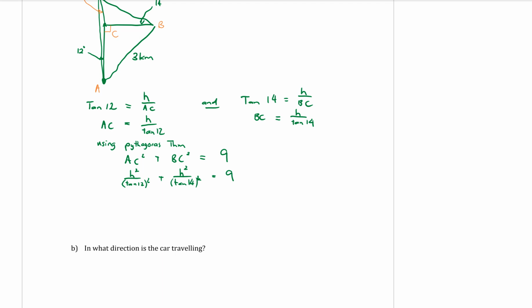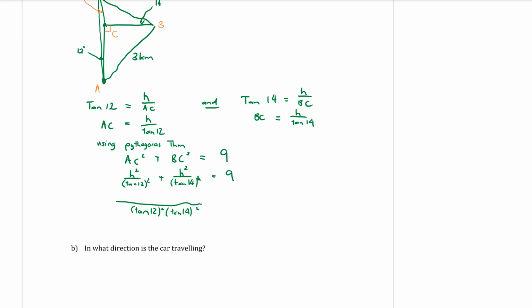Okay, the goal is we're trying to find that H. The good news is H is the only variable in that equation now. The bad news is it's not a very nice equation. How on earth am I going to get H by itself when there's 2 of them and they're squared? Well, you need to get a common denominator, and you're going to have to add those 2 fractions together. So to get a common denominator, we times those 2 denominators together. So tan 12 all squared and tan 14 all squared.